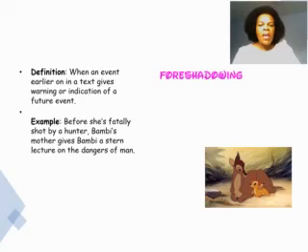Foreshadowing. Foreshadowing is when an event earlier on in a text gives warning or indication of a future event. For example, before she's fatally shot by a hunter, Bambi's mother gives Bambi a stern lecture on the dangers of man. So it creates that ominous effect of something that is going to happen later, a warning.